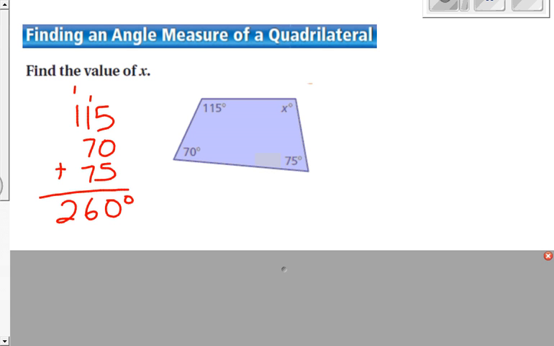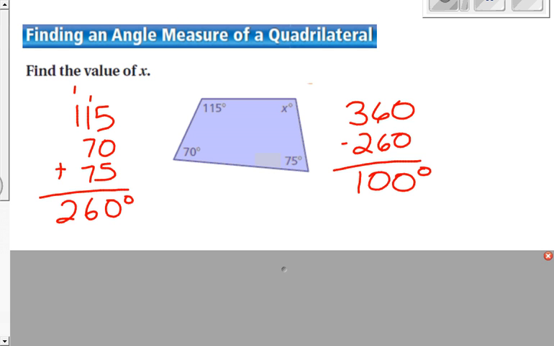That's what my angles add up to. That I do know. Now I've got to figure out what x is, so now I'm going to subtract 360 minus 260, and that gives me 100 degrees. So x equals 100 degrees.